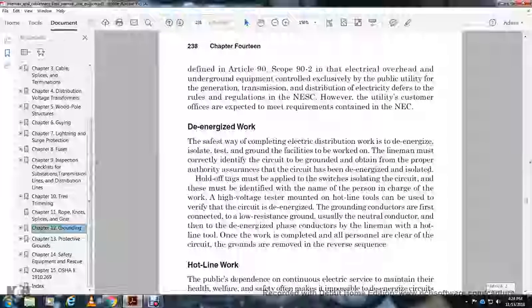defined in Article 90 with the scope of the code. The electrical overhead and underground equipment and controls of the public utility generation, transmission, and distribution of electricity are the exclusive province of the NESC. However, utility customers often expect utilities to meet their conditions in the National Electrical Code.